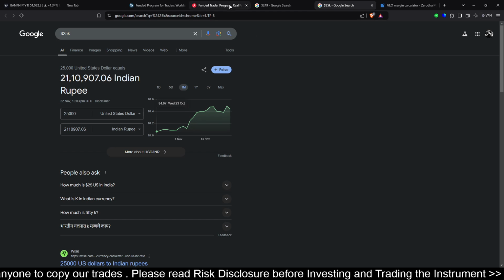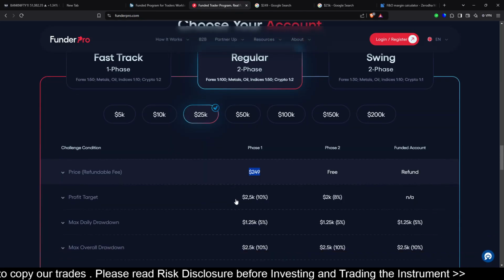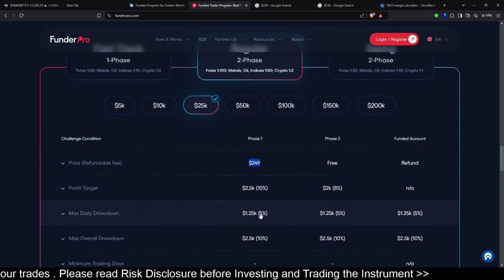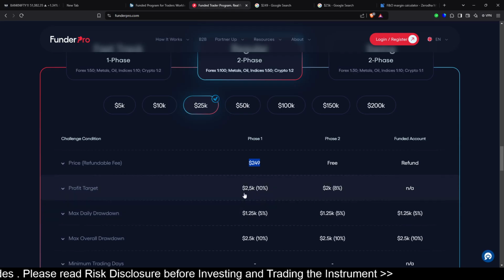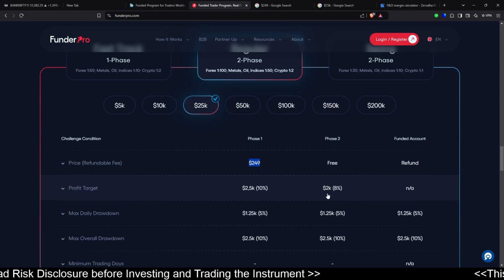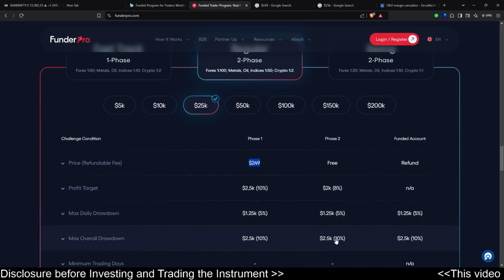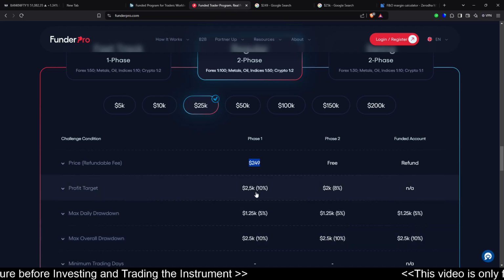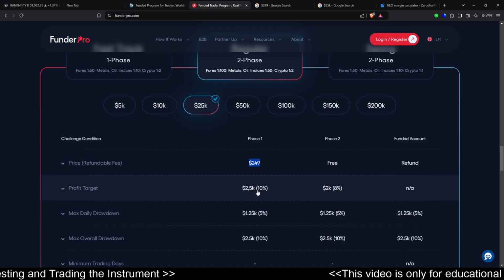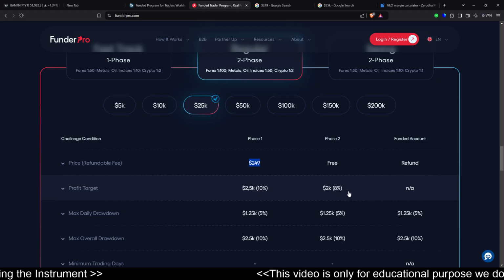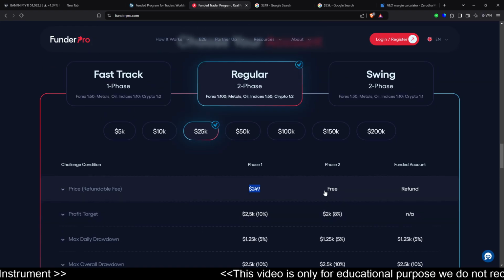So what you need to do is properly manage your risk: you cannot lose 5% per day, and you cannot lose 10% overall. These are the conditions for the second phase also. You cannot lose 5% and you cannot lose 10%. In the first phase, you need to show them that you can generate a profit of 10%, and in the second phase you need to generate 8%. These are the two phases of the account you have.